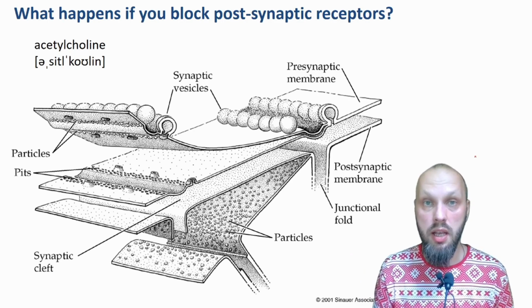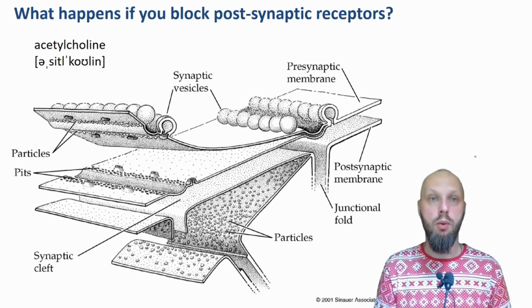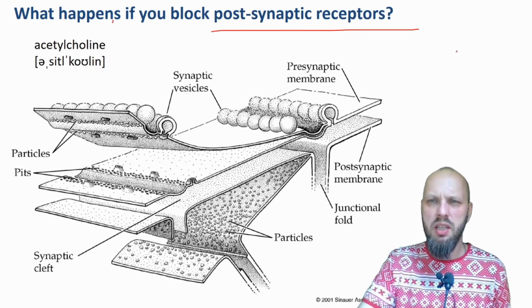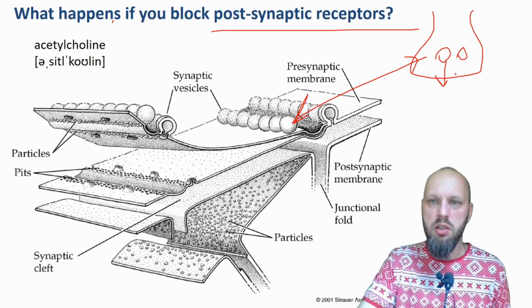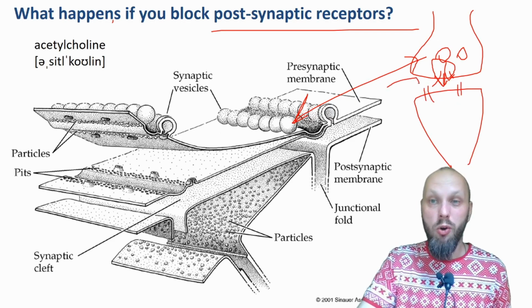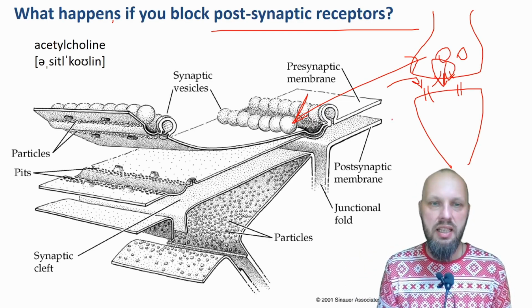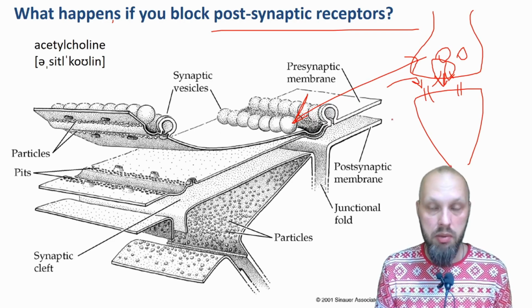Now, let's do the sense check. What will happen if you block postsynaptic receptors? What are these postsynaptic receptors again? Presynapse, vesicles, and neurotransmitter gets released, so vesicles open, emptying into the synaptic cleft. There are postsynaptic receptors sitting over here. Can we block them? The neurotransmitter acts as an agonist. Can there be an antagonist? And what will happen if we block them?